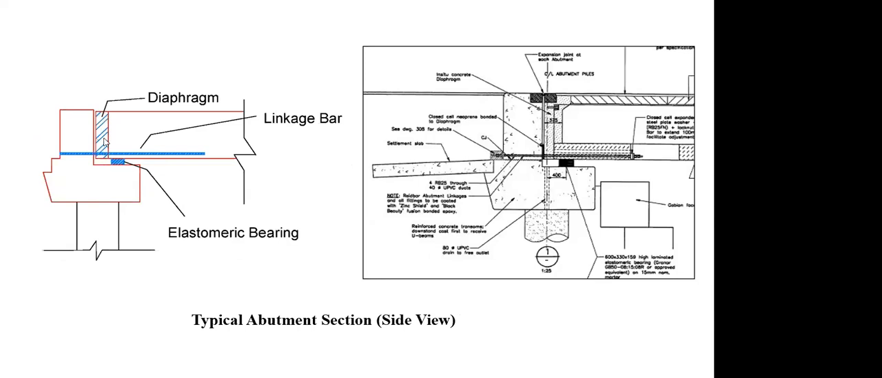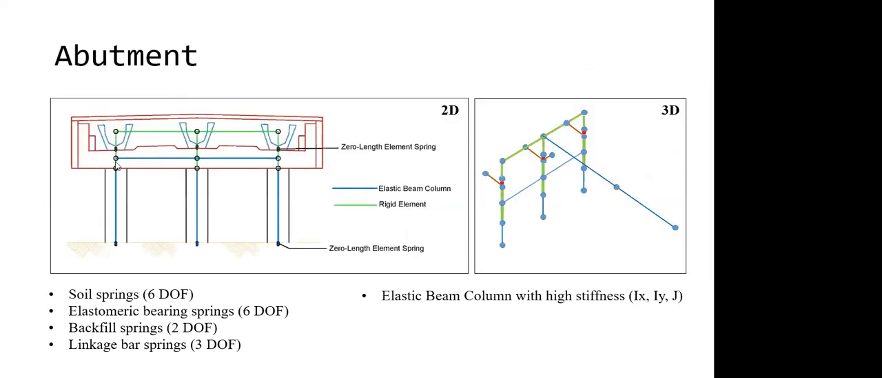So you can see here, this diaphragm is the same elastic beam column with high rigidity. And also I'm modeling this linkage bar here, which you can see in the construction drawing, using a spring element, and also the elastomeric bearing as a spring element. And so this is the model that I use.